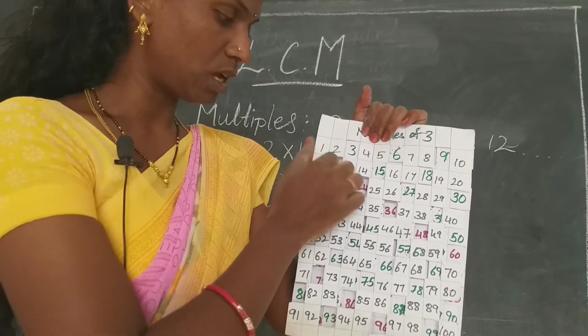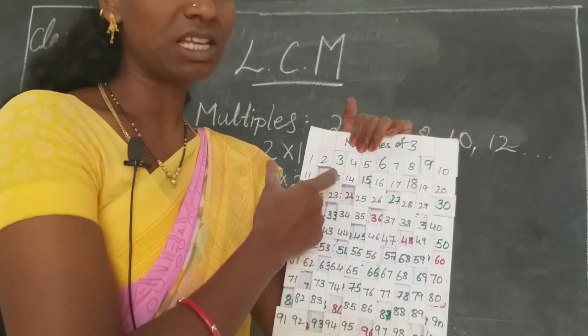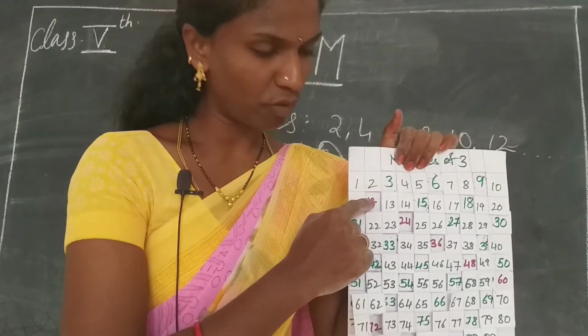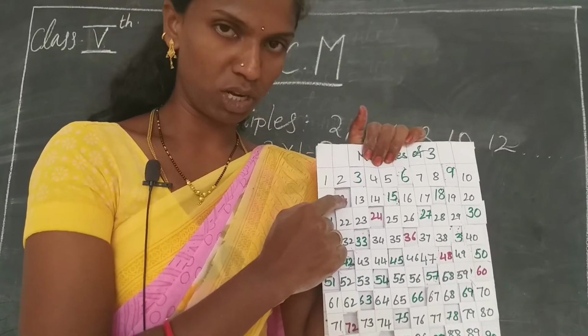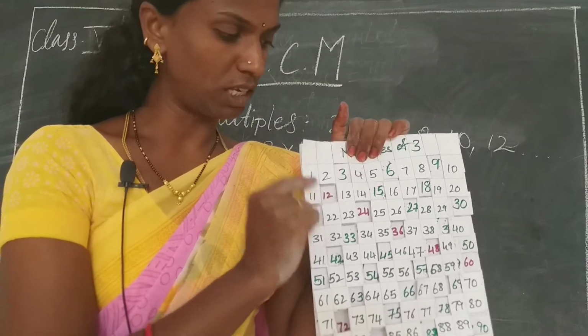Here 12 is there, so you can see only 12. Here 24, you can see only 24. Why can you see only those numbers? Because those numbers are the same. Here, 12 is missing in this chart, so you can see only 12 in brown color.